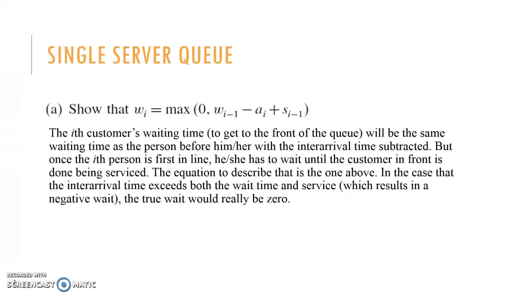Okay, so for part A, the ith customer's waiting time, basically to get to the front of the queue, will be the same waiting time as the person before him or her, with the inter-arrival time subtracted. But once the ith person is first in line, he or she has to wait until the customer in front is done being serviced. The equation shown here is basically describing that. And in the case that the inter-arrival time exceeds both the wait time and service, which results in a negative wait, the true wait would really be 0. So say it's a really slow day and there's a lot of time in between customers. So the calculated wait time would be negative, which isn't true, so you would use 0.